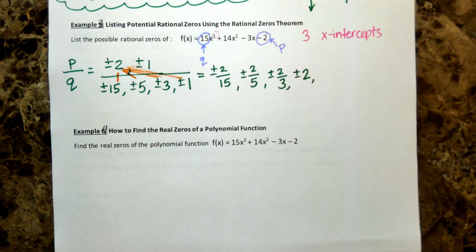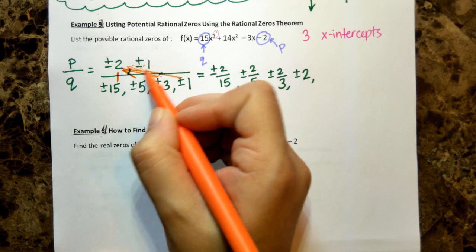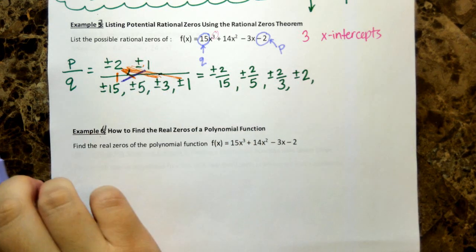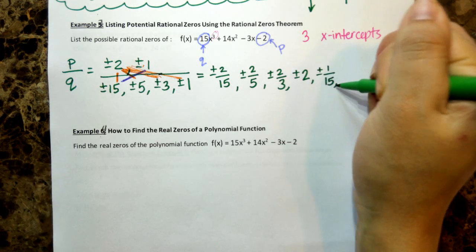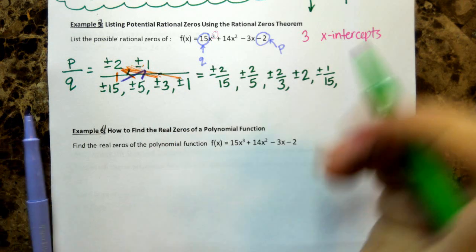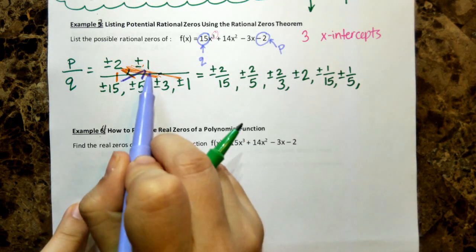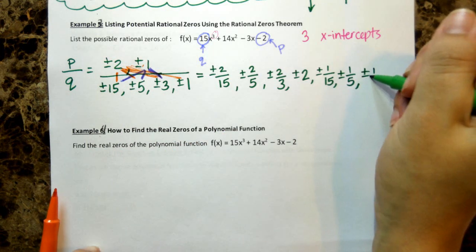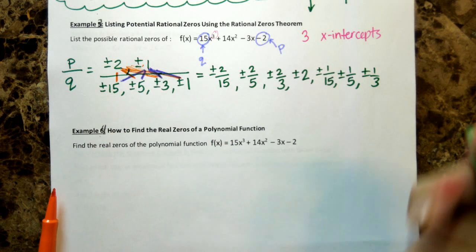Okay. All right, now we're going to go ahead and move over to the other numerator, which is 1, and list all the combinations that we can make. So we have 1 divided by 15, which is just 1/15. That doesn't equal a whole number, just a fraction. And then we have 1 divided by 5, which is just 1/5, so positive or negative 1/5. And then we have 1 divided by 3, which is 1/3. And lastly, 1 divided by 1, which is just 1.